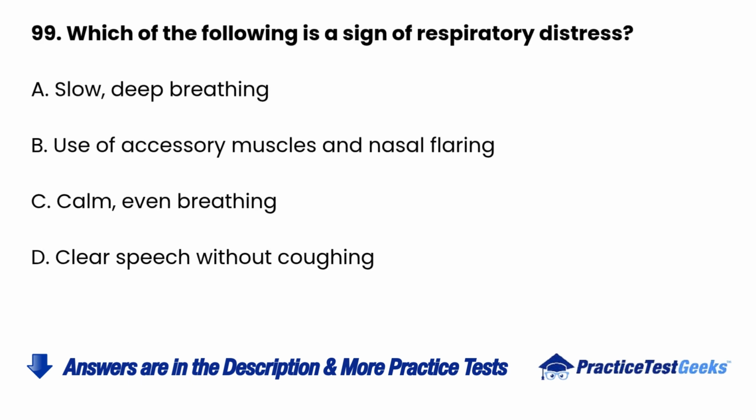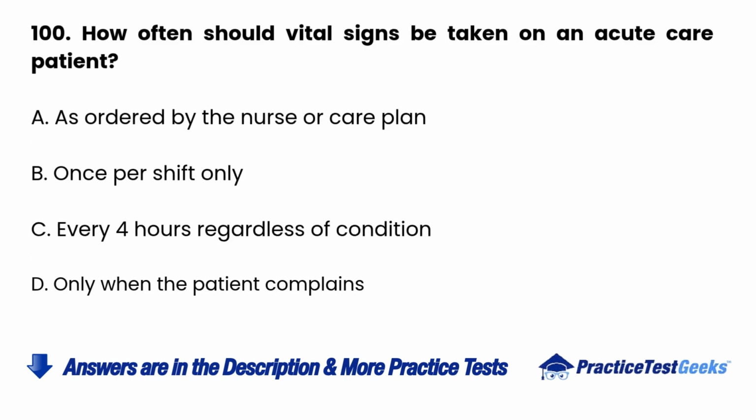99. Which of the following is a sign of respiratory distress? A. Slow, deep breathing. B. Use of accessory muscles and nasal flaring. C. Calm, even breathing. D. Clear speech without coughing.